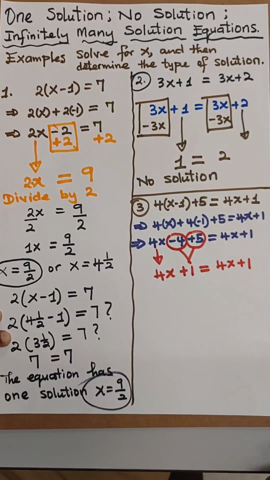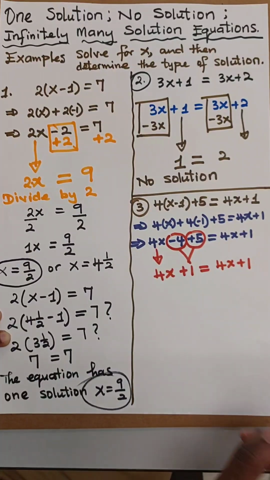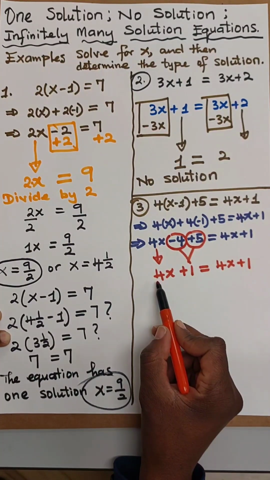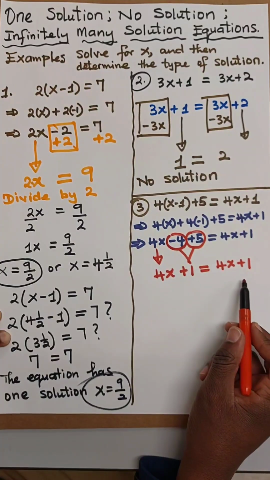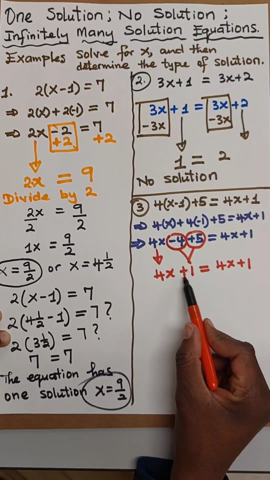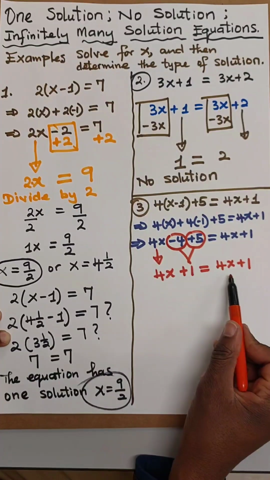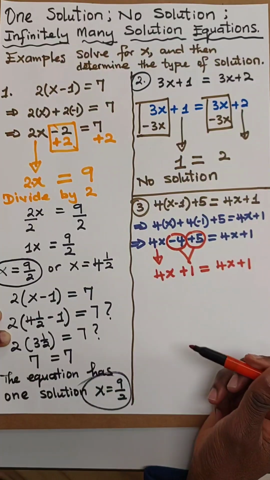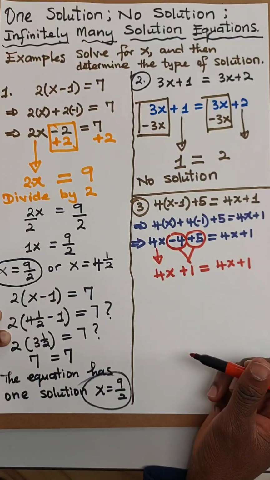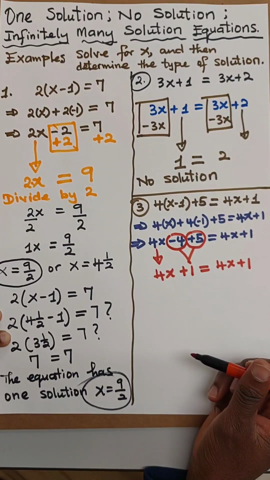All right, something pops up. Right here, you can notice something. Do you notice that on this left-hand side, we have the same thing as the right-hand side? Yes. When you are solving an equation and it gets to this point where you have the same thing on the left-hand side and the same thing on the right-hand side, you can conclude that this equation has an infinite number of solutions. That means all the values of x will make it true. Okay, we will find out.